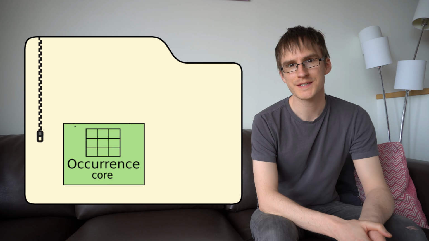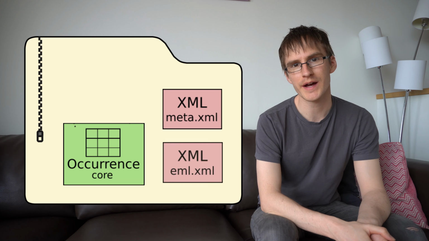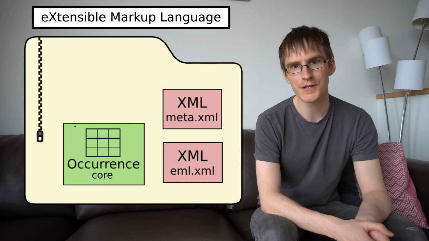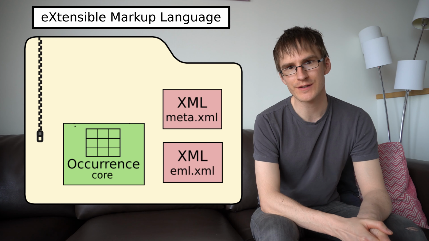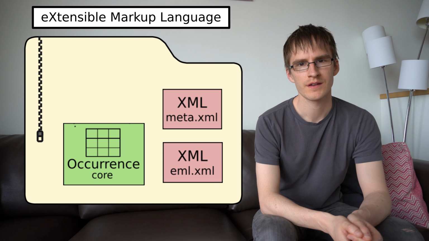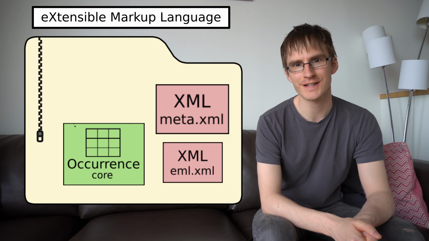The other components of a Darwin Core archive are two XML files, where XML stands for Extensible Markup Language. If you don't know what that is, don't worry. I'm going to show you a very easy way to create these files without any knowledge of what an XML file really is at all. So the first one of these files is called a meta.xml file.